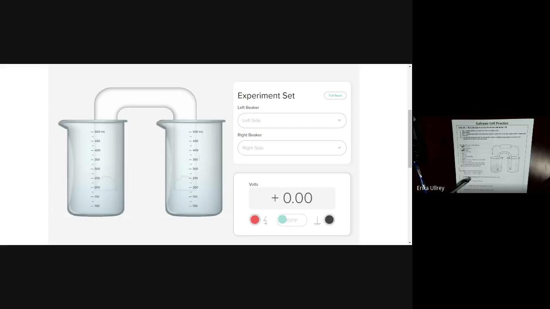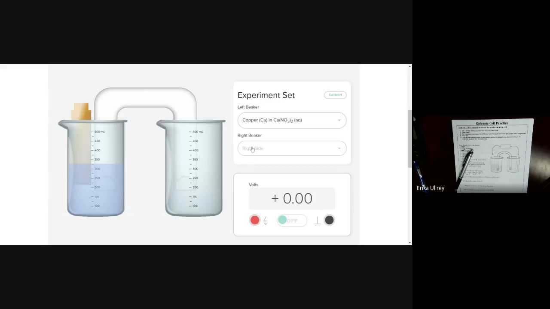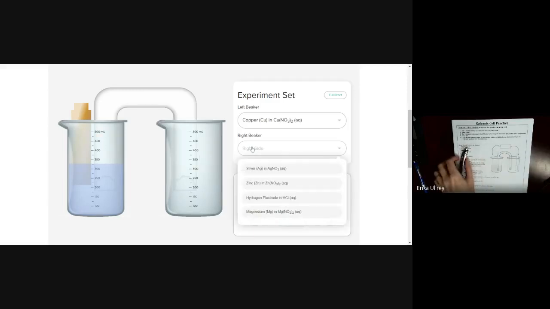So the practice set that's posted on Google Classroom, you guys should all have that open. That's what we're going to be working on today. And there's a link to this simulation that's there. So the simulation looks like this, and what it'll tell you is we're going to set up the experiment with copper on the left side. So we're going to drag this to where it says copper. And then on the right side, we're going to pick our other electrode, which is going to be magnesium.